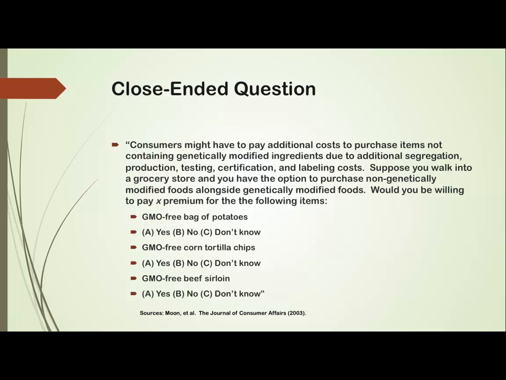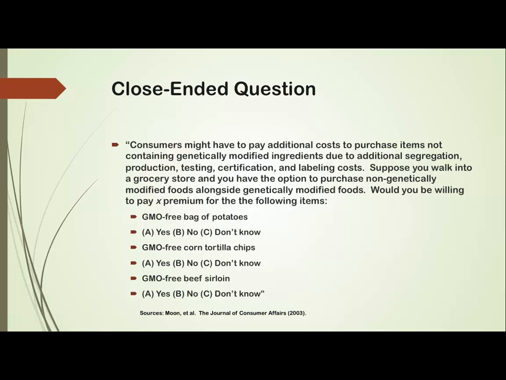So, the first question will be, consumers might have to pay additional costs to purchase items not containing genetically modified ingredients due to additional segregation, production, testing, certification, and labeling costs. Suppose you walk into a grocery store and you have the option to purchase non-genetically modified foods alongside genetically modified foods. Would you be willing to pay X premium for the following items? The value X in this question would vary from 10 cents to $3 in 10-cent increments randomly in each survey. The options are yes, no, don't know.